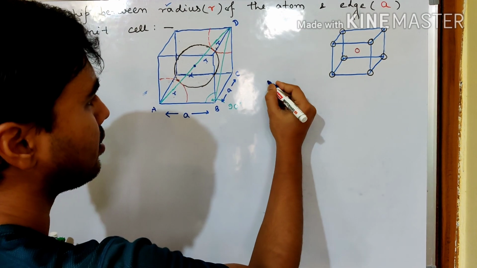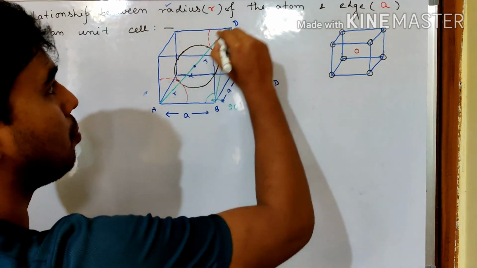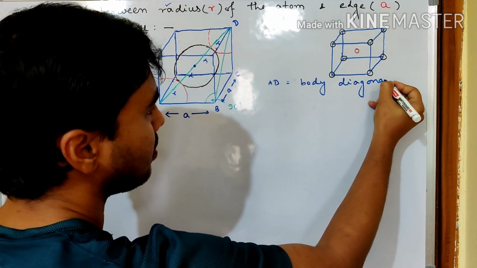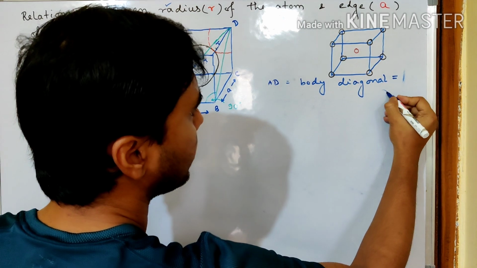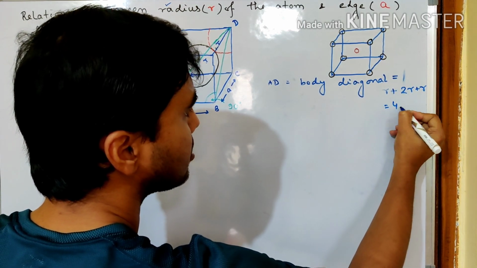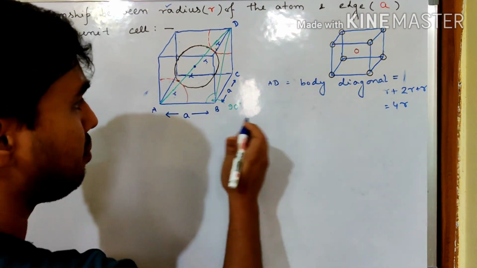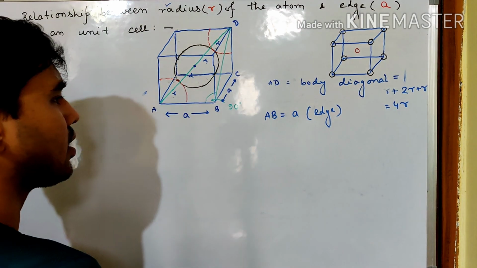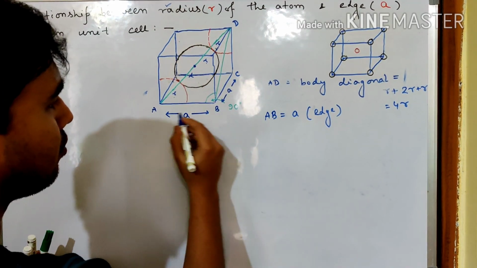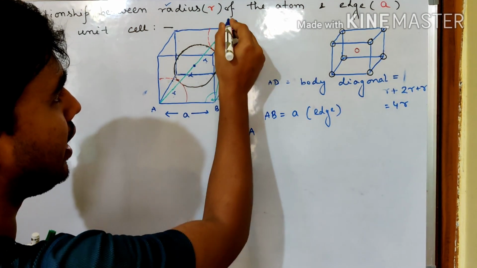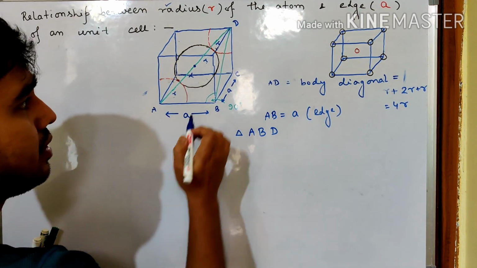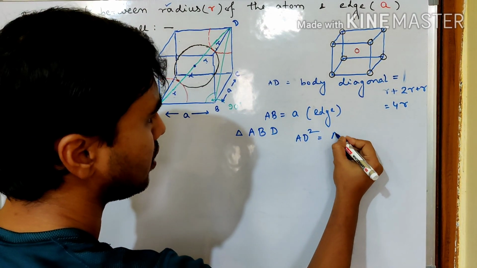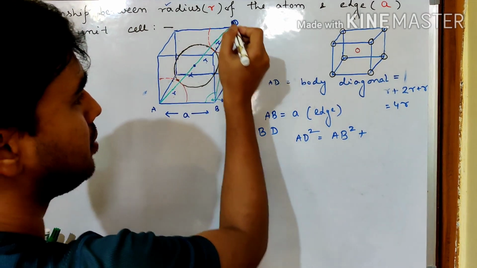So we can write from here that AD, which is called the body diagonal, is equal to R plus 2R plus R, that is 4R. AB is equal to A, that is the edge. Now, if it is a right angle triangle, for triangle A, B and D, we should be able to write AD square is equal to AB square plus, which one? BD square.